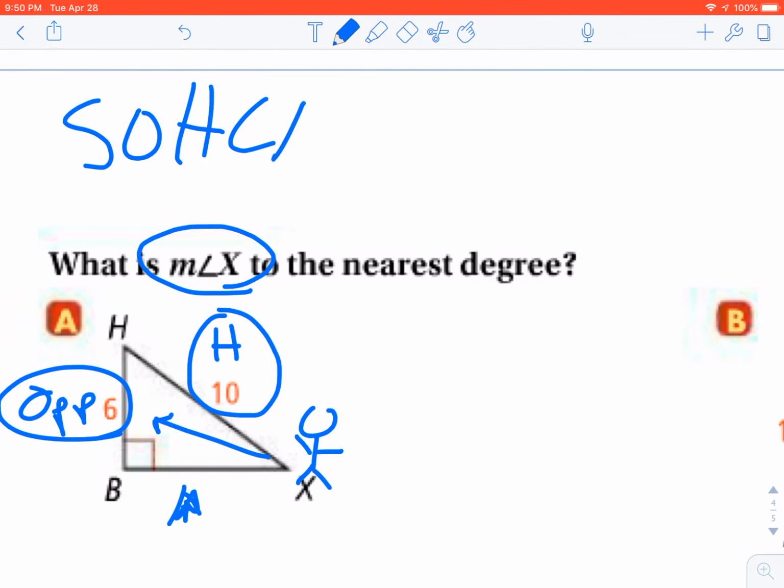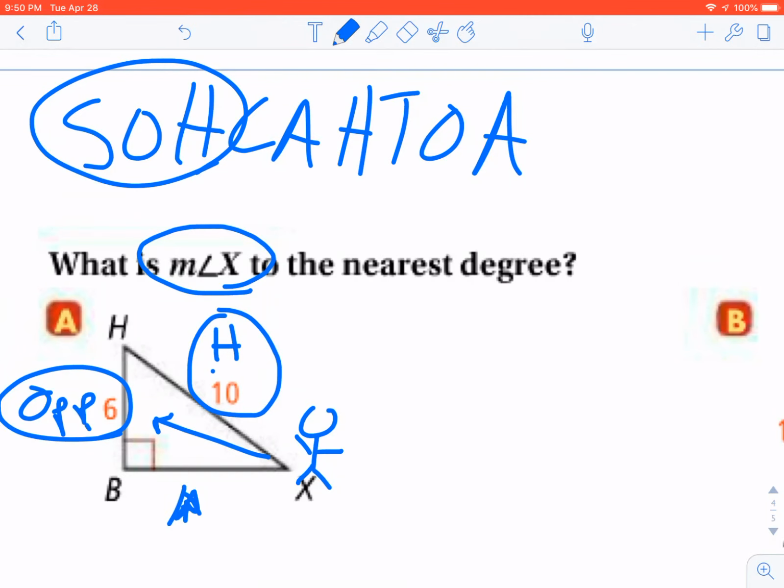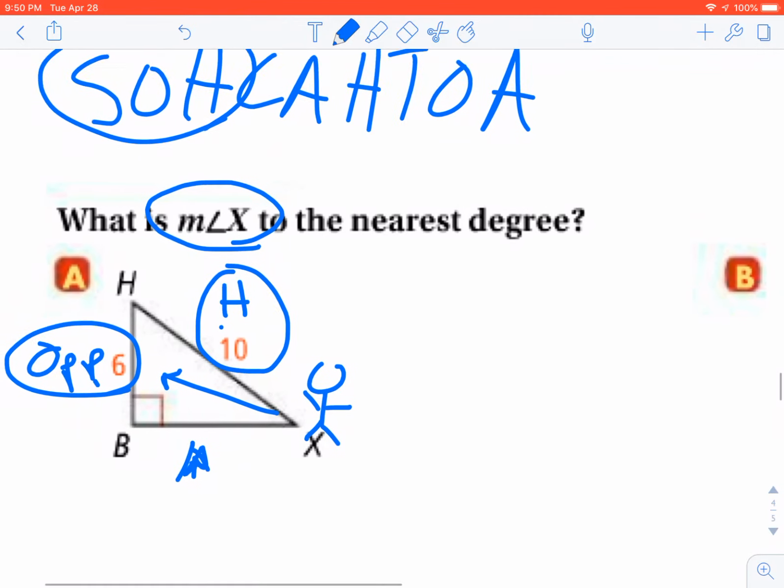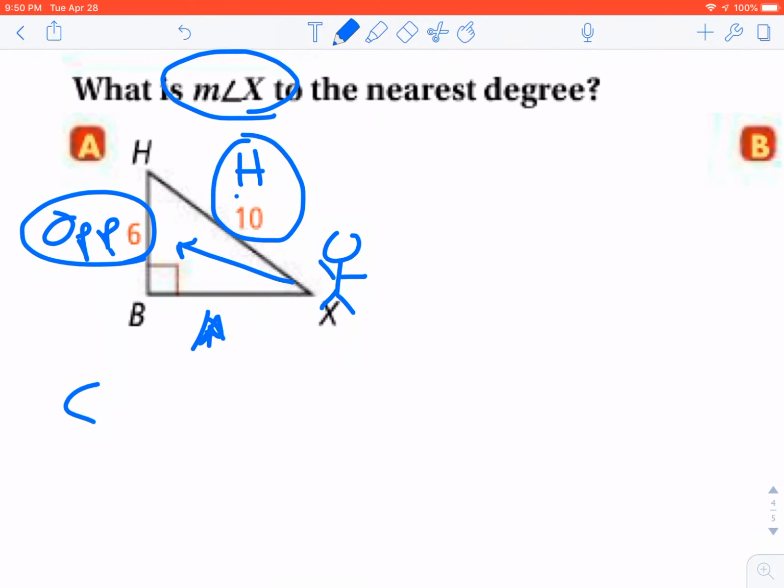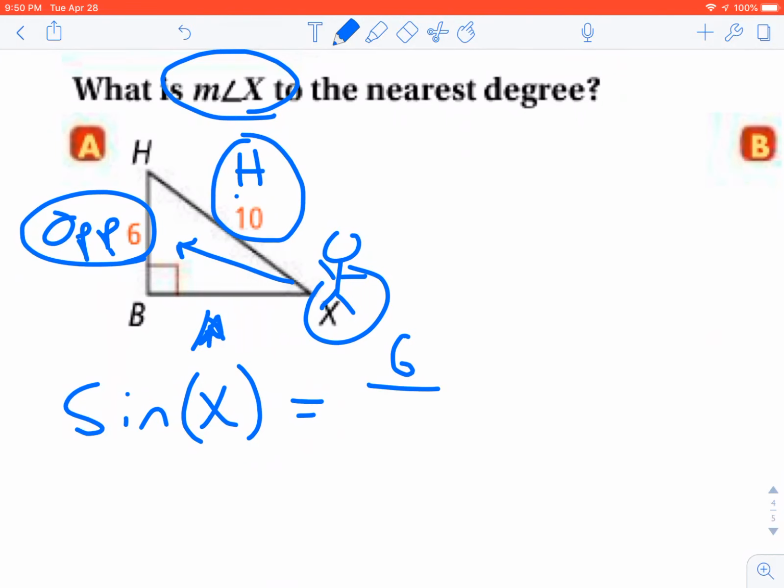If I write out the word SOHCAHTOA, again, I want the trig function that will deal with the opposite and hypotenuse. So hopefully by now you're at least comfortable in figuring out what trig function to use in setting this up. Now this is where it gets tricky, and this is where it's different from the first half of these notes. You always take the trig function of the angle, but the problem is you don't know what the angle is. So we're going to call it x. The sine of x is equal to opposite, which is 6, over 10.